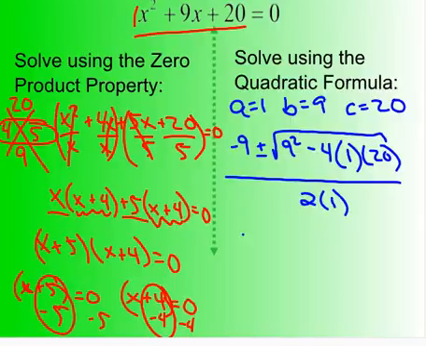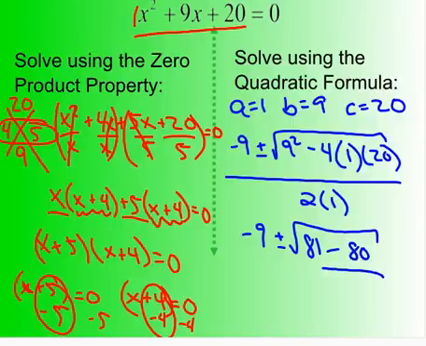Then I'm pretty good at writing -9 plus or minus. What I usually do is do 9 squared, which is 81. I see that 4, 1, and 20 are all positive, so I just leave it at minus sign. 4 times 1 is 4 times 20 is 80. All of this divided by 2.